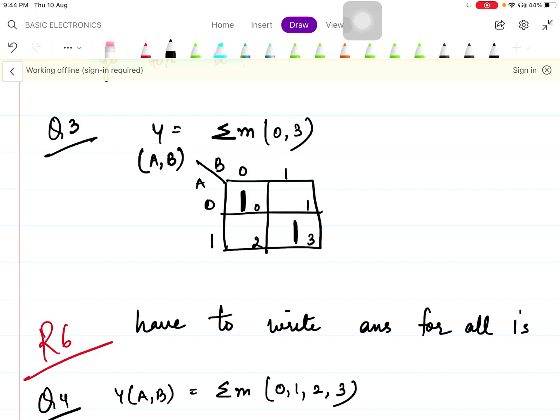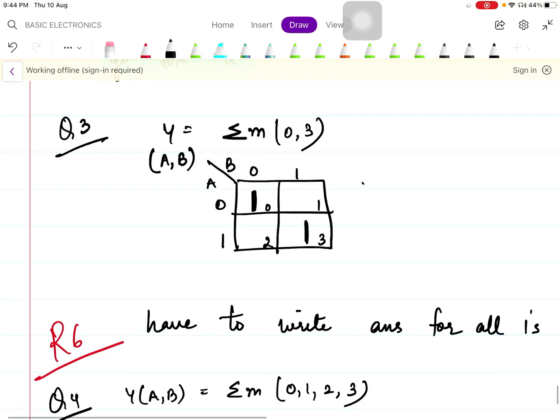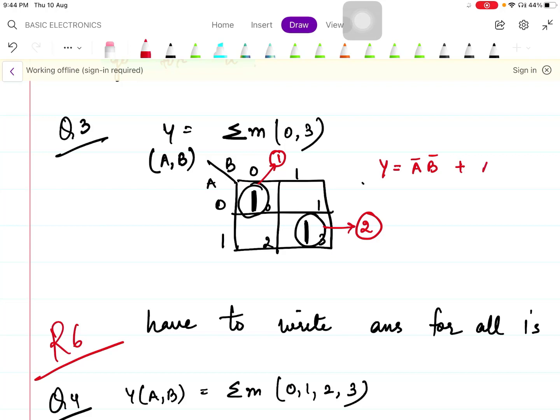Then we will move on to the group of 2 raised to the power 0, that means 1. That means both the ones will be grouped individually. So we have two groups over here and the size of each group is a single one. Okay, now let's write the answer. So y is equal to, for the first group, a bar b bar, and for the second group, ab. So this is the answer for this particular question.